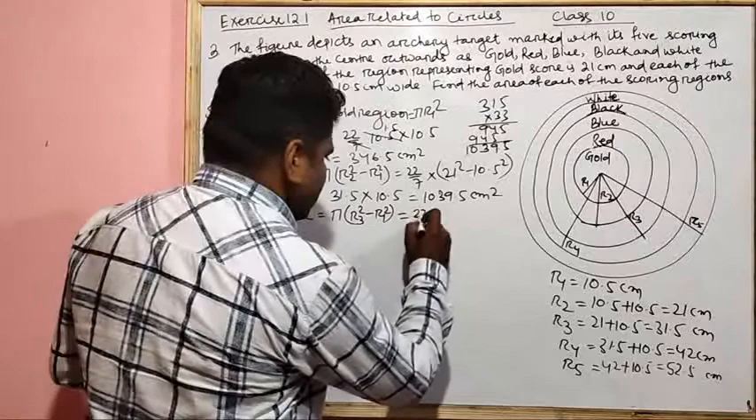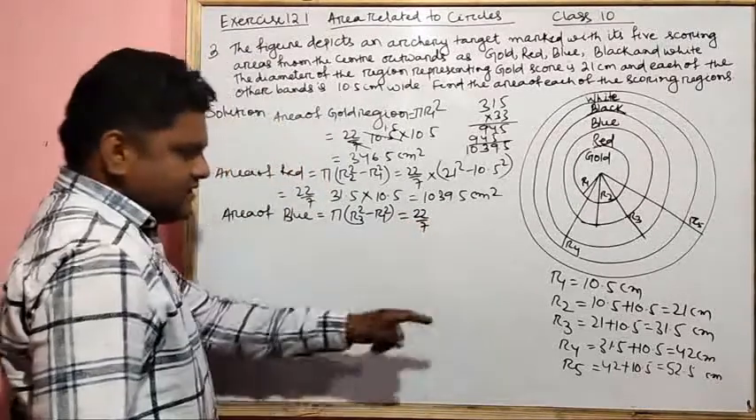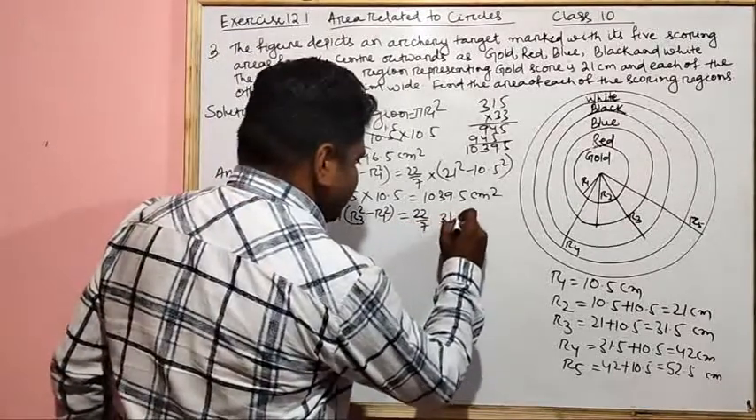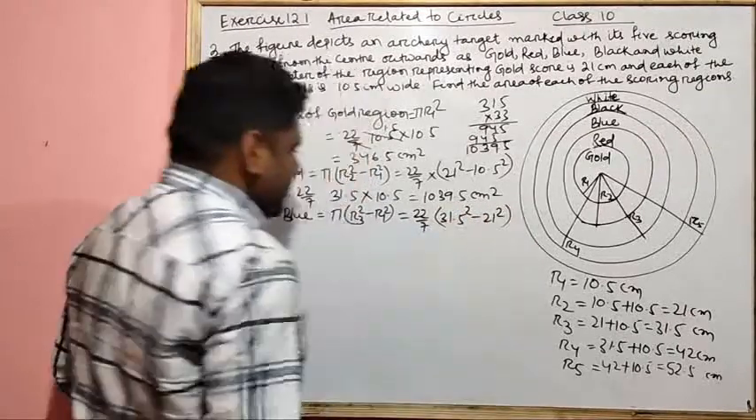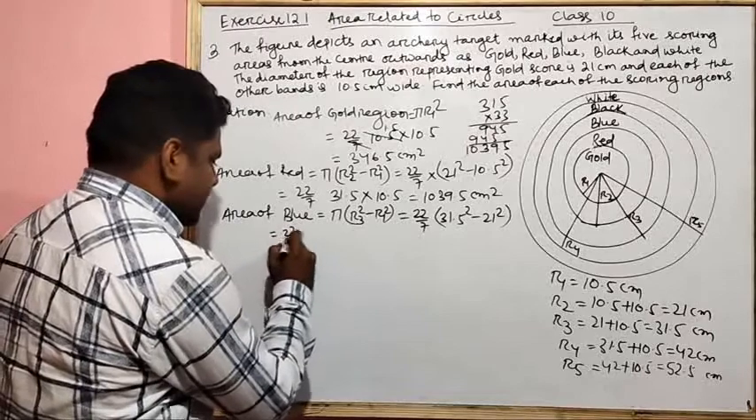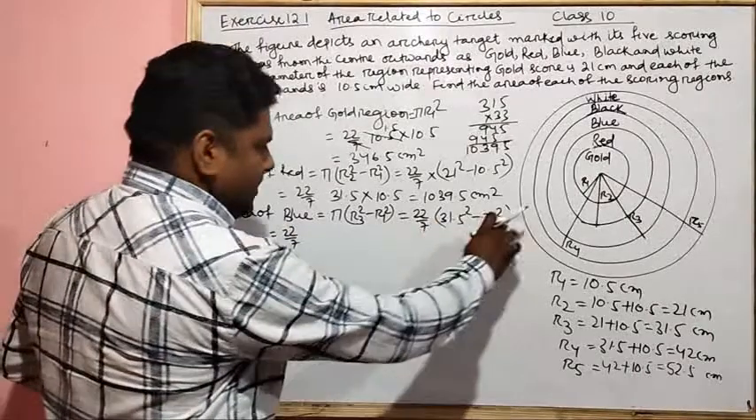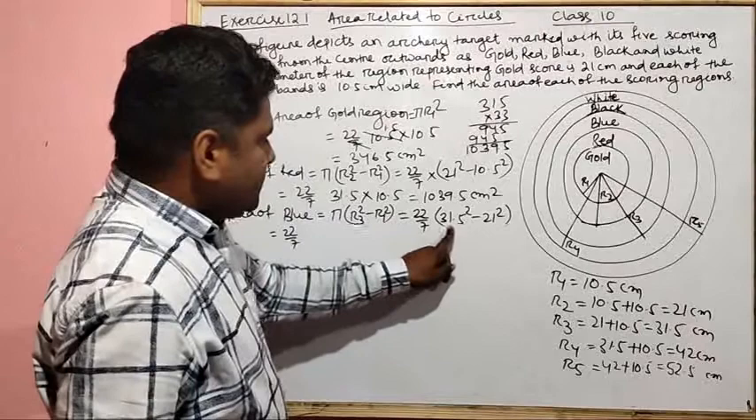So pi equal to 22/7. R3 is 31.5 square minus 21 square. It will be equal to 22/7. A square minus b square equal to a plus b into a minus b.